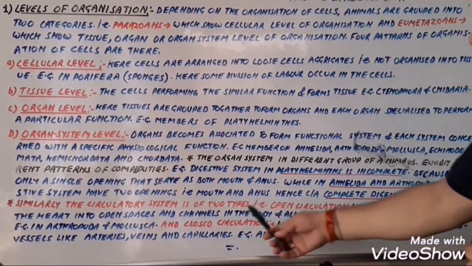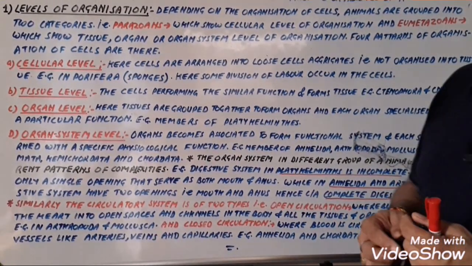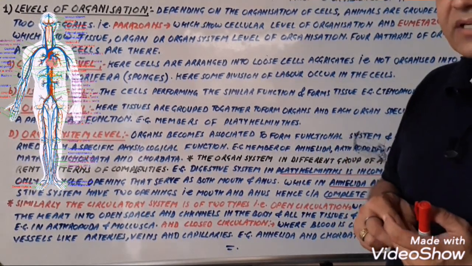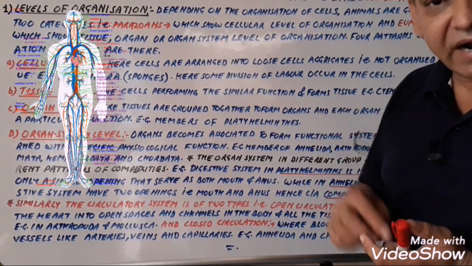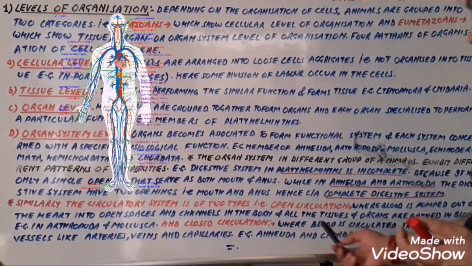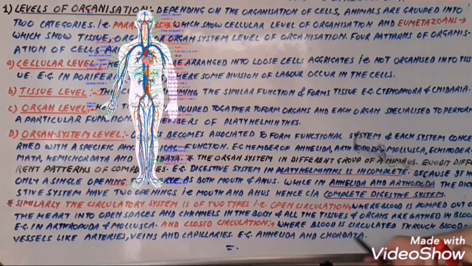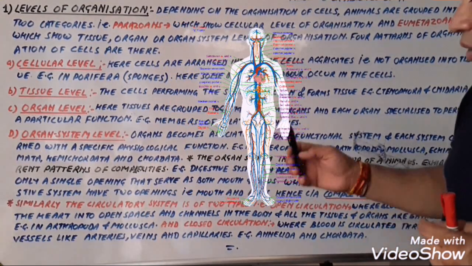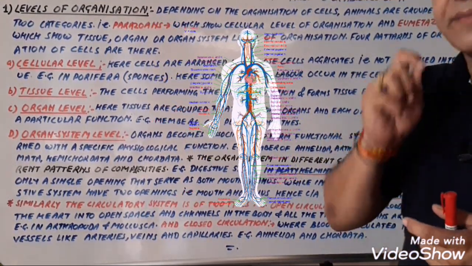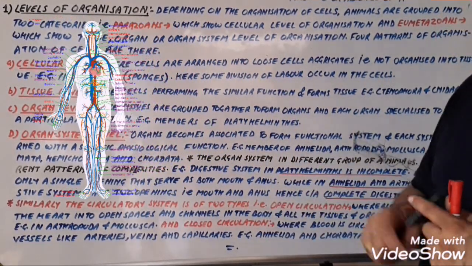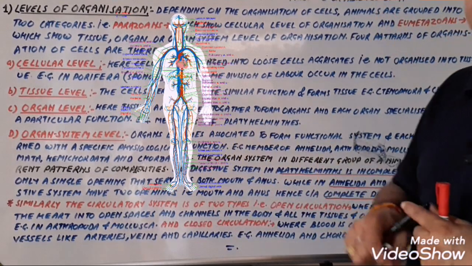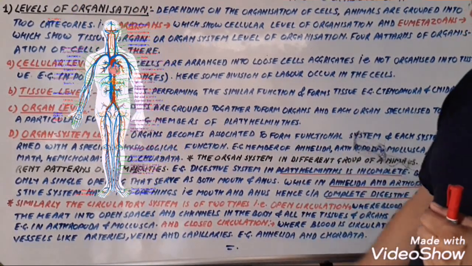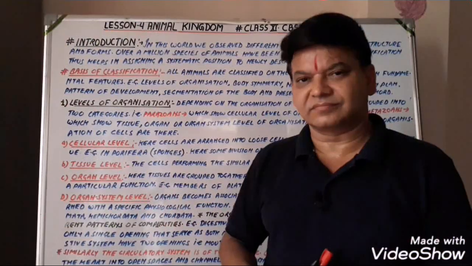Now, second is the closed circulatory system, where blood goes through blood vessels. On the basis of their function and structure, three kinds of blood vessels are there: arteries, veins, and capillaries. For example, in Annelida and all Chordata. So we can say that on the basis of the blood circulatory system, two types of animals are there, which show open and closed circulatory systems. Now, this is all about the levels of organization.